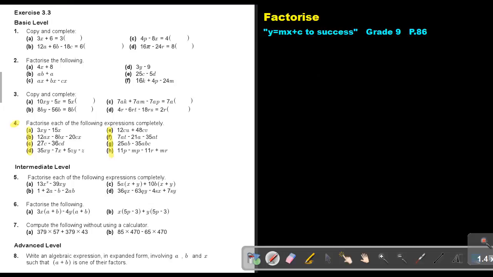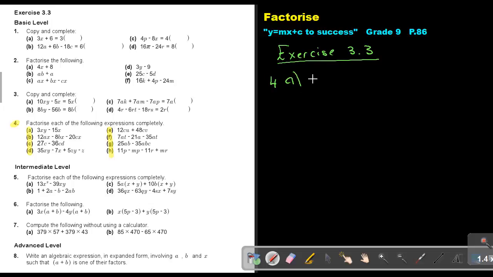Okay, let's start. It's exercise 3.3 and it's number 4. And we're going to start there, 4a.